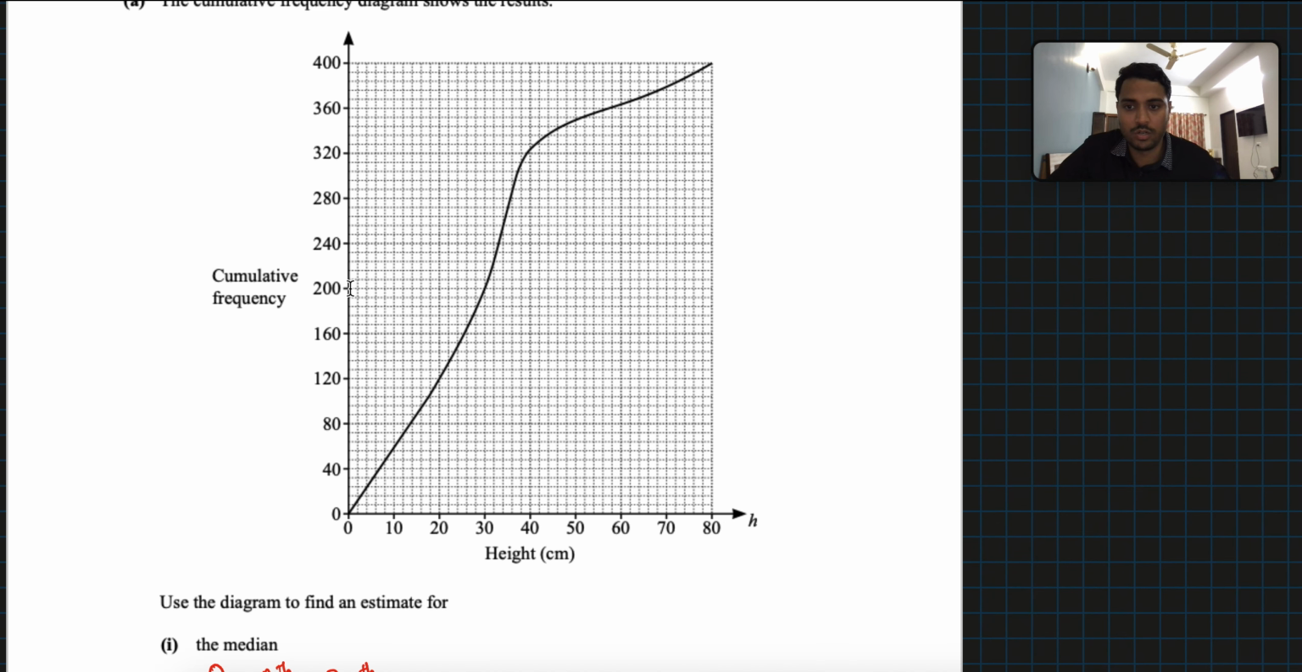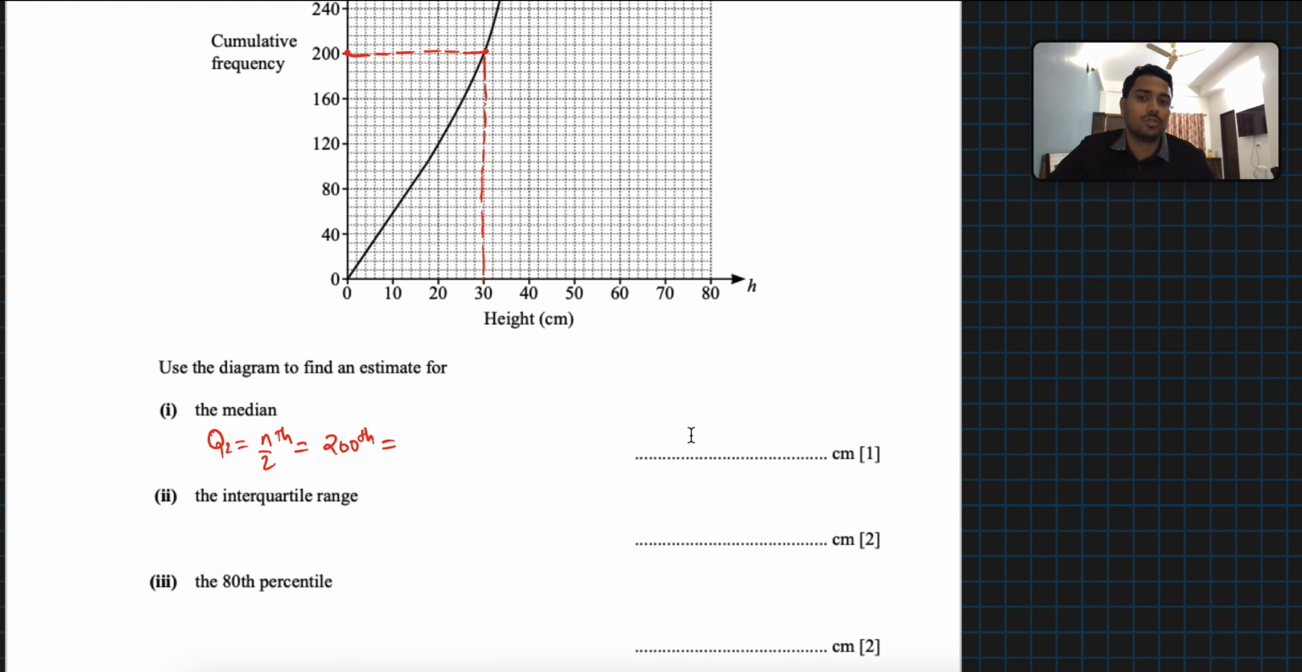So go to 200. 200 is over here. From 200 you go to the line here, and from here you just go down and check. So that's 30. So it is going to be 30.